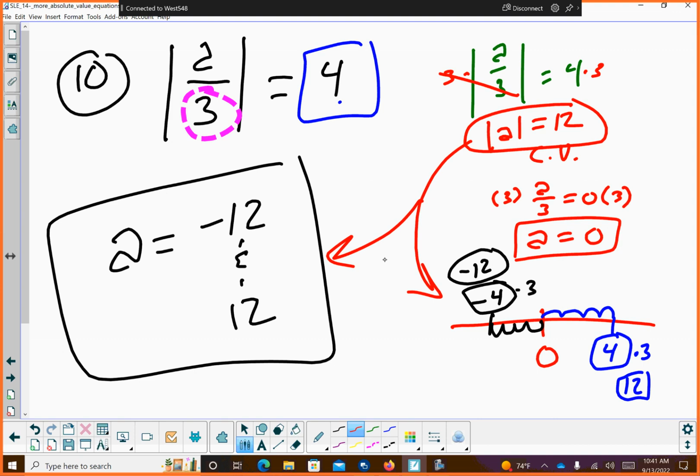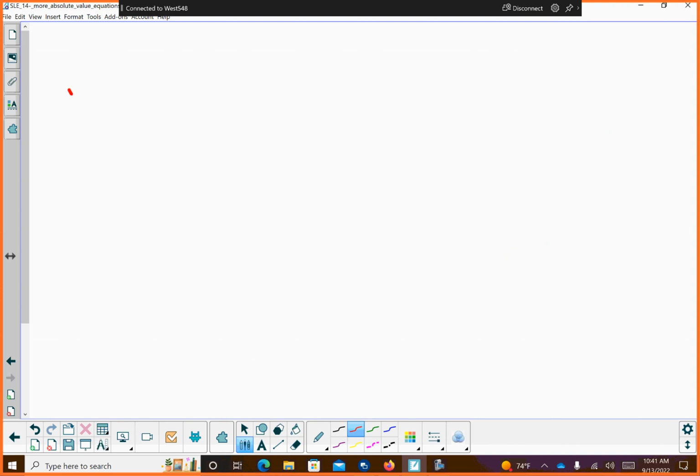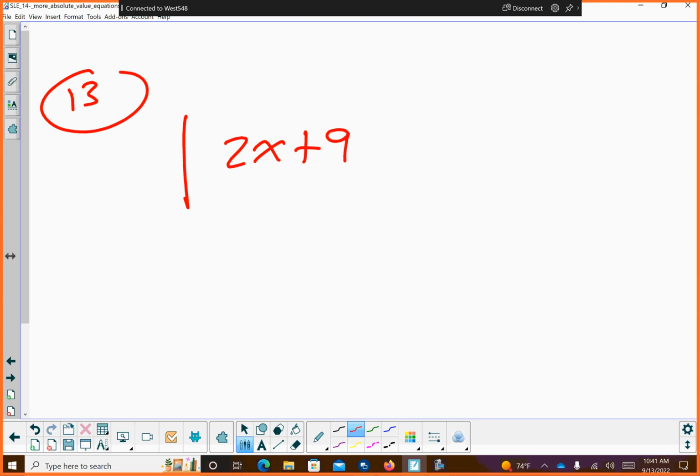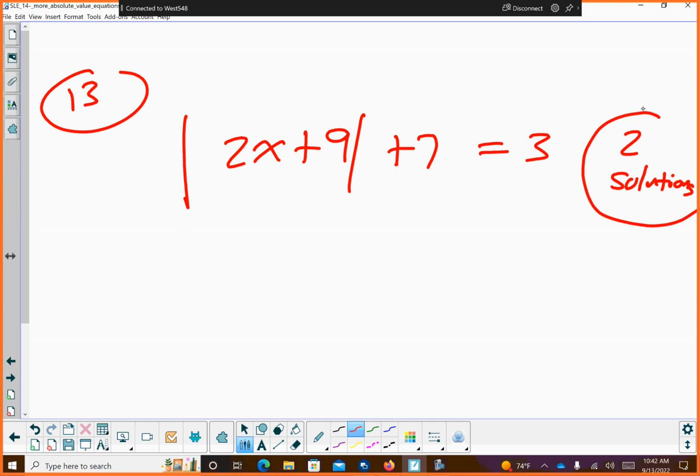That's a goofier one. I don't know if I'm going to quiz on that one. 15? 13. All right. Number 13 is what that word problem says. Your friend says the absolute value equation, absolute value 2x plus 9 plus 7 equals 3, has two solutions. So your friend says that this has two solutions. Are they right or are they wrong?